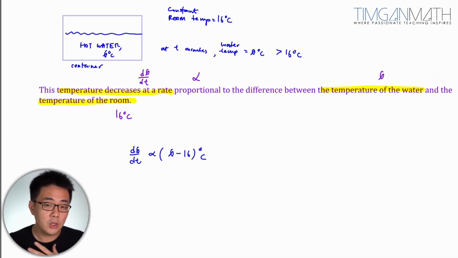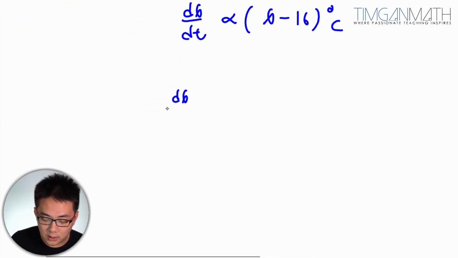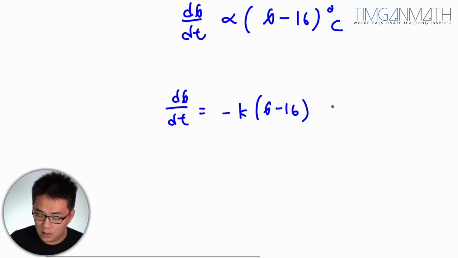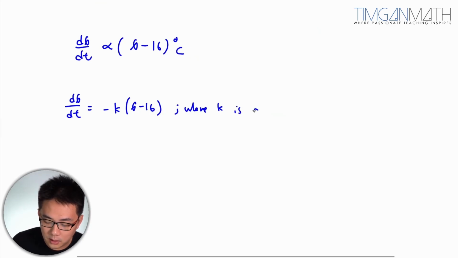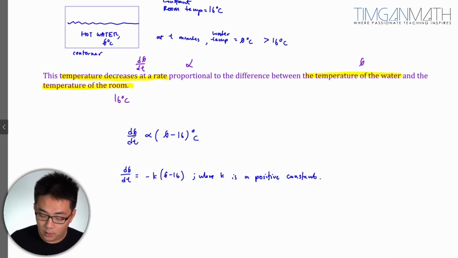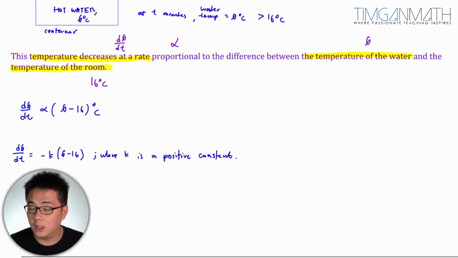The rate of change of the temperature is actually proportional to the difference between the water and the temperature of the room. So what you can write here is d theta dt. Because it's a decreasing rate, you can put minus k theta minus 16, where k is a positive constant. Okay, this is the first thing that we need. You must be able to write it out. Now once this is done, we're going to proceed to see what else.